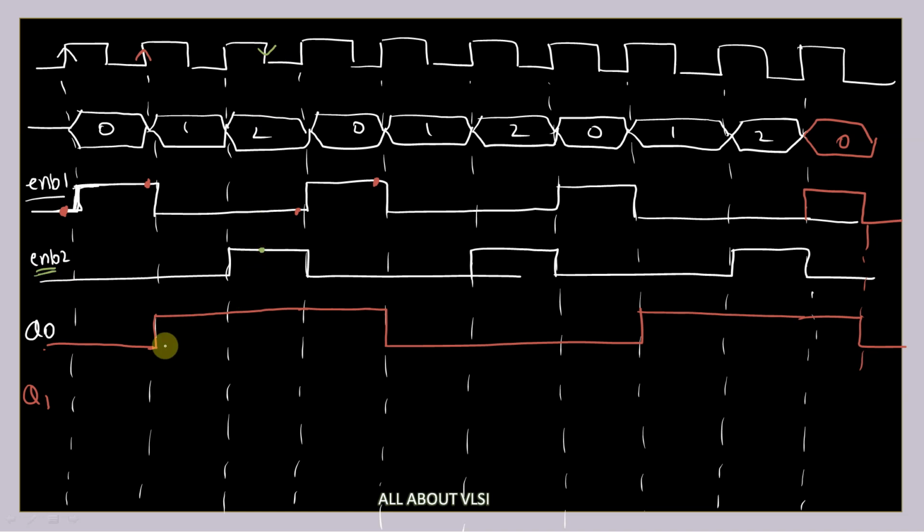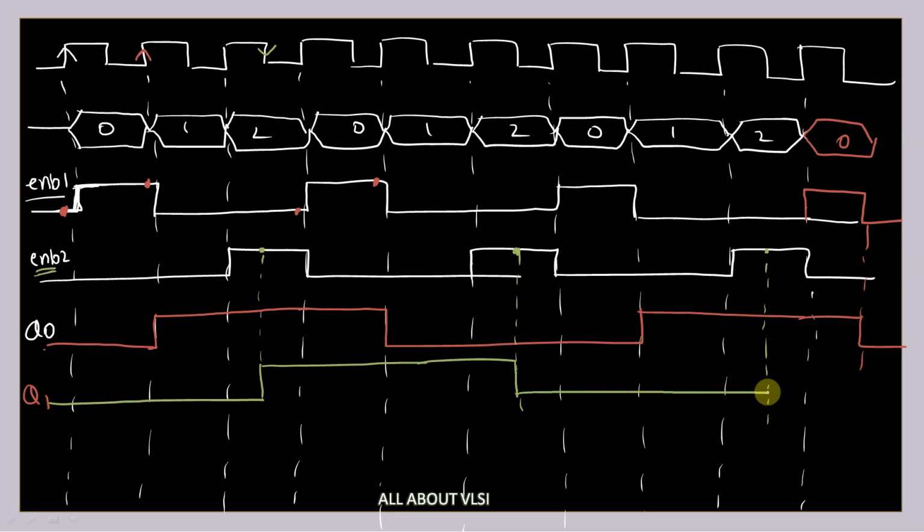So if the input of your negative edge triggered T flip flop is equal to 1, your output is going to be toggled. Initially the output will be equal to 0. At this instance, it will become 1. And at this particular point, where your input is equal to 1, the output will toggle again, that is it becomes 0. And again at this instance it will become 1, and so on.